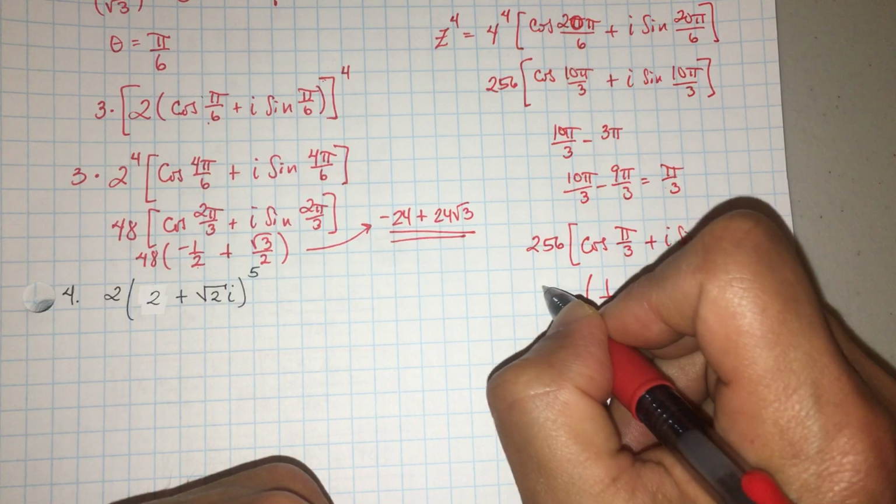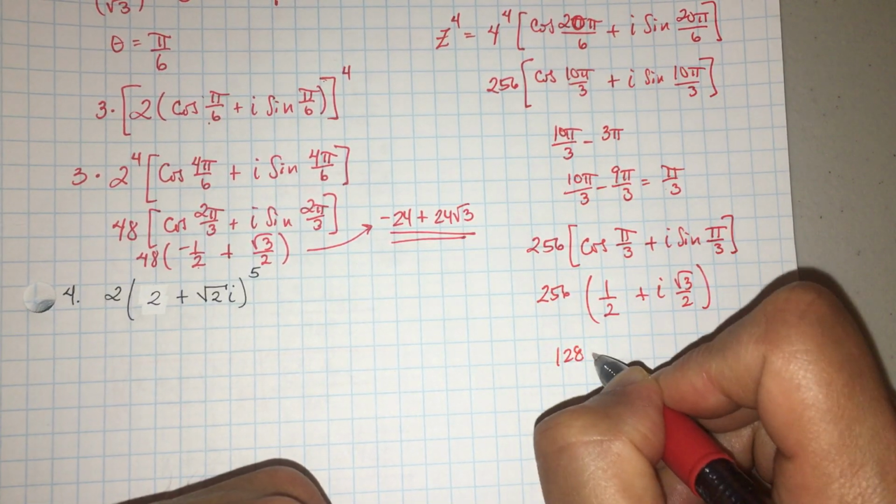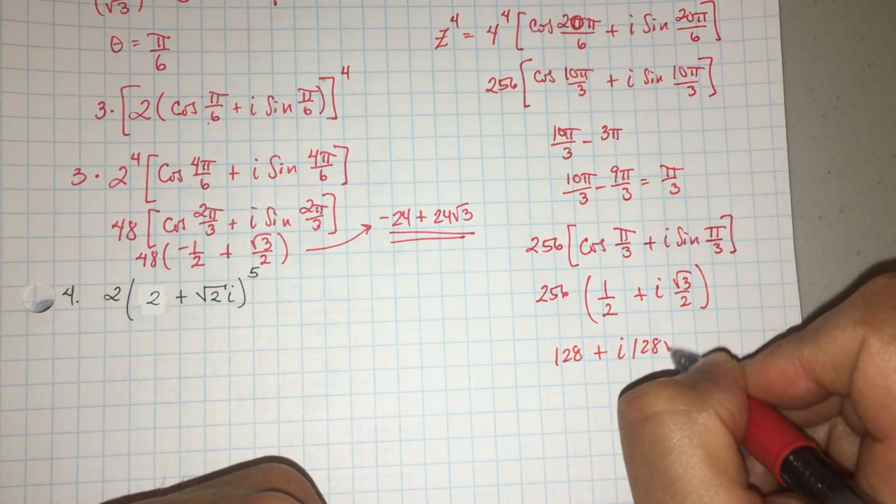All I have to do now is multiply by that 256. So half of 256 is 128. And plus I of 128 radical 3.